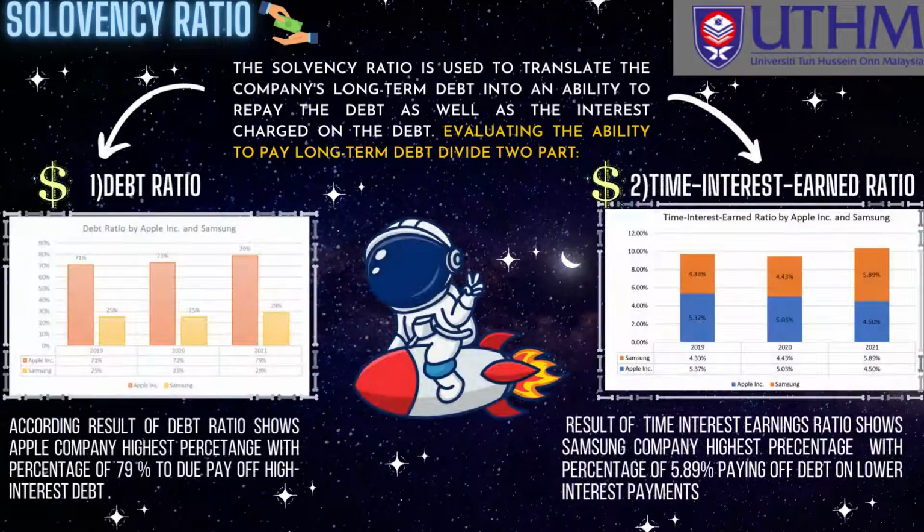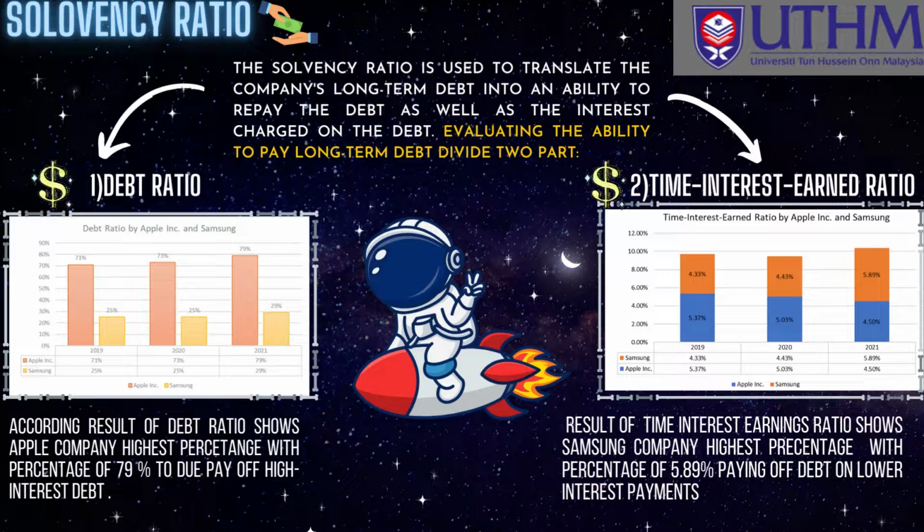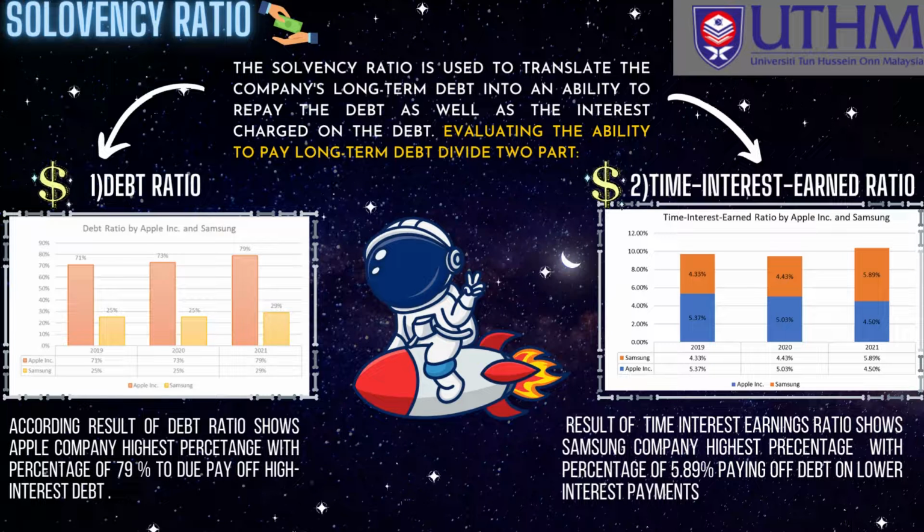The solvency ratio is used to translate the company's long-term debt into an ability to repay the debt as well as the interest charged on the debt. Evaluating the ability to pay long-term debt is divided into two parts. The first part is the debt ratio. According to the result, the debt ratio shows Apple Company has the highest percentage of 79% to pay off high interest debt.